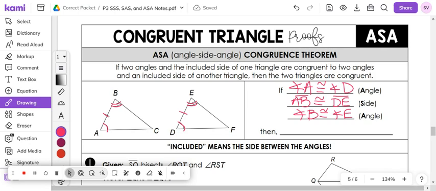Okay, so if we have the two pairs of angles and the side in between, then we can say that triangle ABC is congruent to triangle DEF by ASA, angle, side, angle. Okay. So if you need to pause that, you can pause that right now to make sure you have this copy down. If not, you can continue onward.